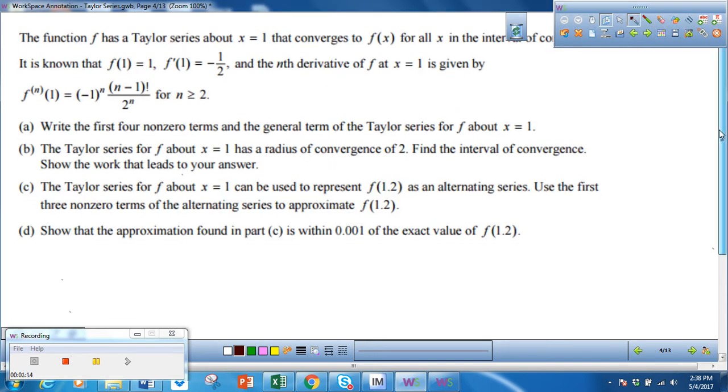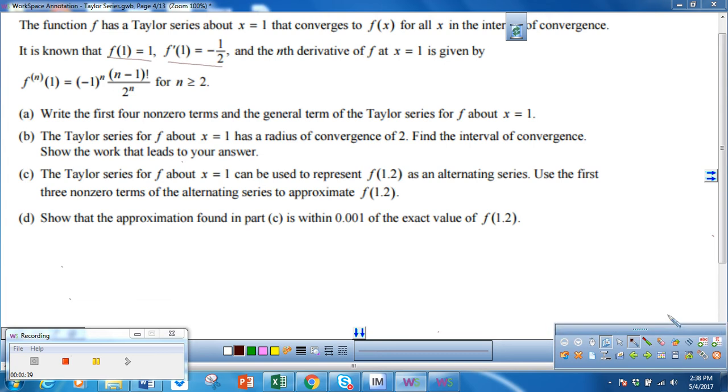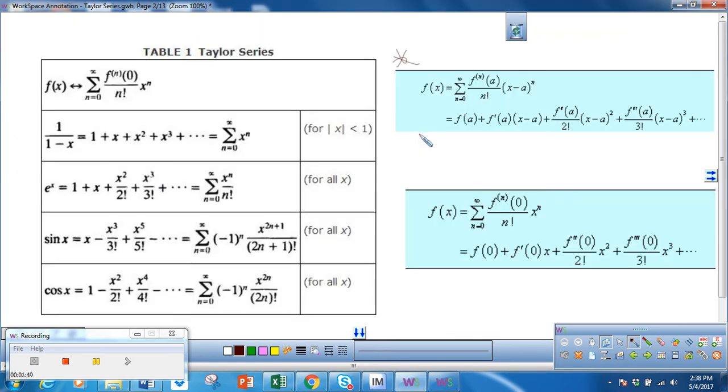Okay, so this is from the 2016 administration of the test. And what we're given is a formula for the derivative. We're also given f of 1 and f prime of 1, and they want us to write a Taylor series for that. So that means that we have to use the formula that we talked about a second ago. We're using this formula. So we have to find f of 1, f prime of 1, which they gave to us, and then find the next derivative.